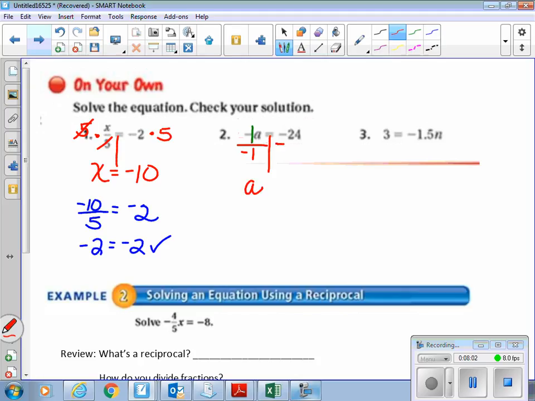What I do to one side, I must do to the other. Negative 24 divided by a negative 1. A negative divided by a negative is a positive. 24 divided by 1 would give me 24.